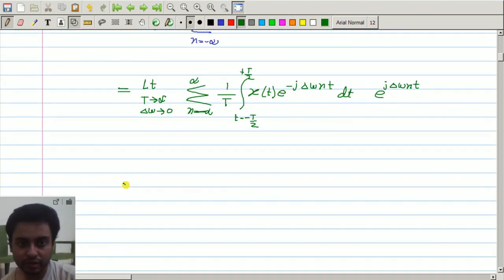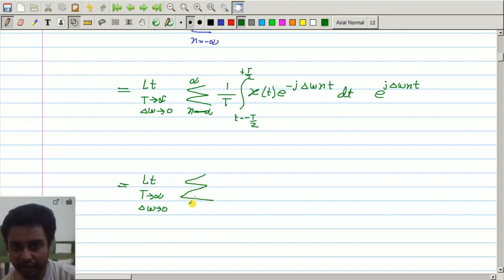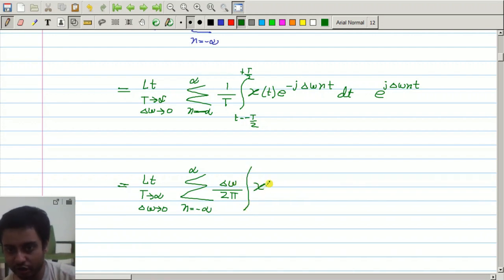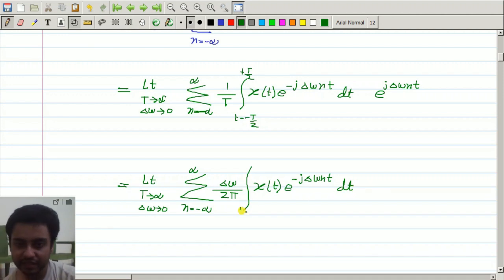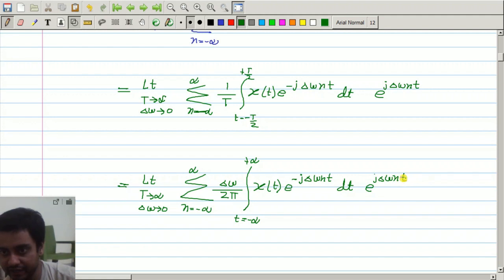Now let me write this as limit T tending to infinity, delta omega tending to 0, and we have a sum from n equal to minus infinity to plus infinity. In place of 1 over T, let me write delta omega over 2 pi, and then the integration of x(t) e to the power minus j delta omega n t dt. In place of minus T by 2, let me put minus infinity and here plus infinity. And this quantity is also there, e to the power j delta omega n t. This is nothing but x of t.